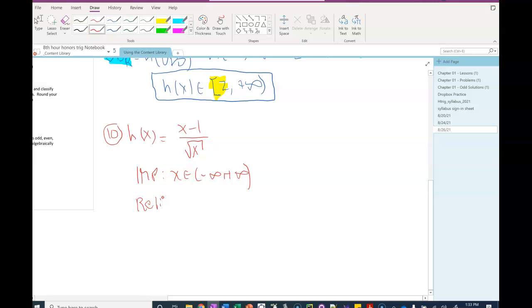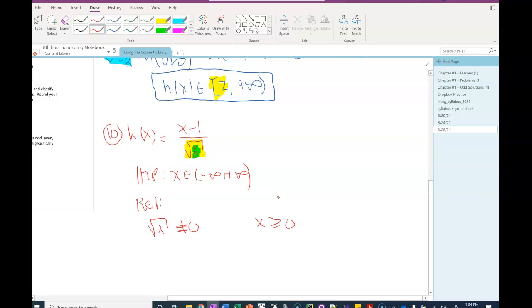So the relevant domain, I'm going to look at the operations involved. I see subtraction. Doesn't matter. I see division. So I know that the denominator cannot equal 0. And I see a square root. So I know the stuff under the square root has to be non-negative.